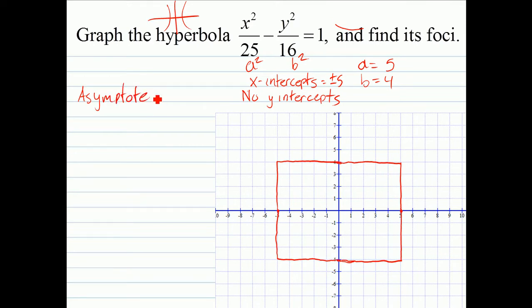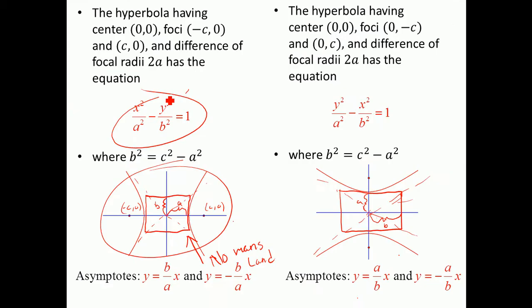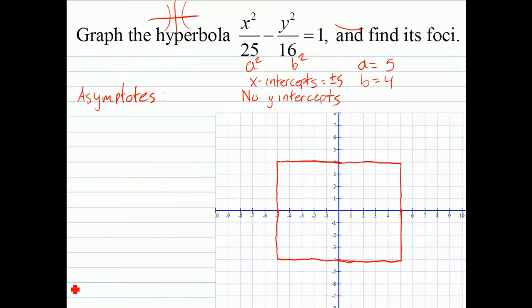So, with our asymptotes, remember from back here that in this case, using this kind of equation, the asymptotes are y equals b over a x and y equals negative b over a x. Well, we know what a is and we know what b is. So our asymptotes are going to be y equals positive 4/5 x and y equals negative 4/5 x. So those are our two asymptotes.